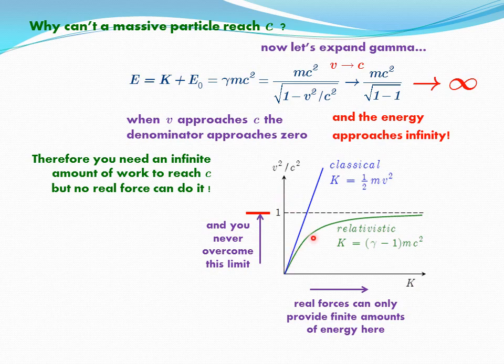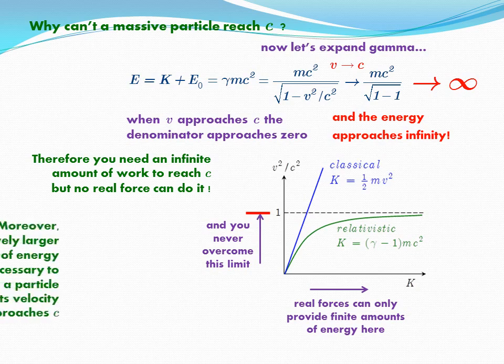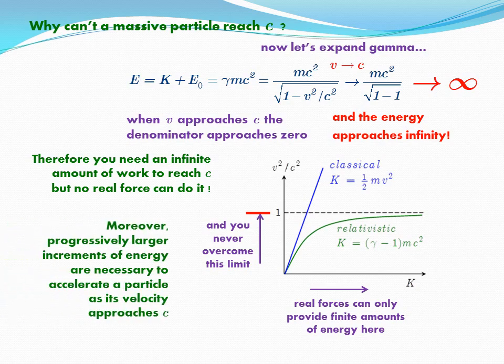Moreover, due to this asymptotic behavior, it can be proven that progressively larger increments of energy are necessary if you want to accelerate a particle as its velocity approaches c, namely, the amount of work you need to increase speed here is less than the amount of work you need to increase the particle speed in this region very close to the limit.